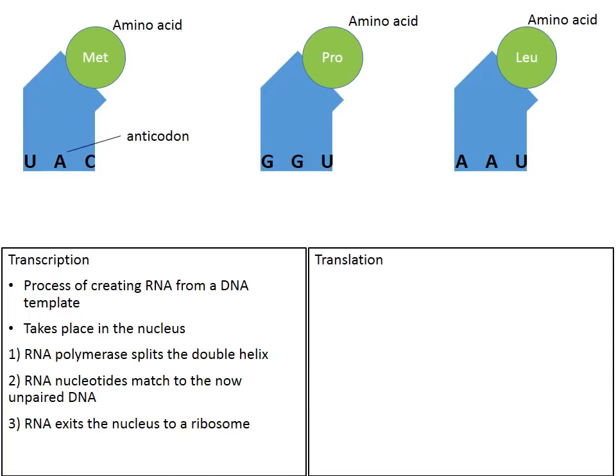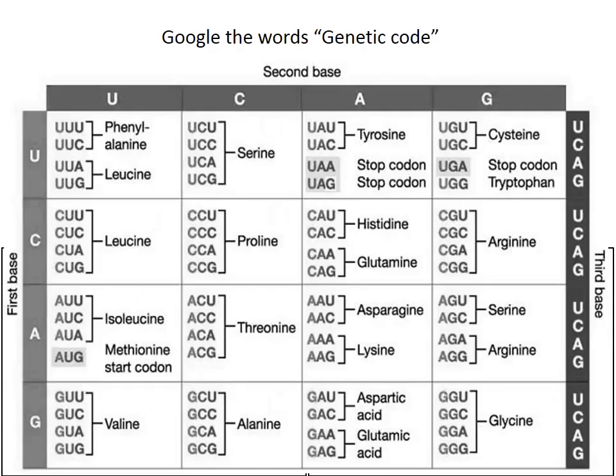Notice how there are 3 letters on the bottom of each of the blue tRNAs. These are called anticodons, and you're going to see why these are important in just a moment. But notice how the anticodon is a part of the blue tRNA.